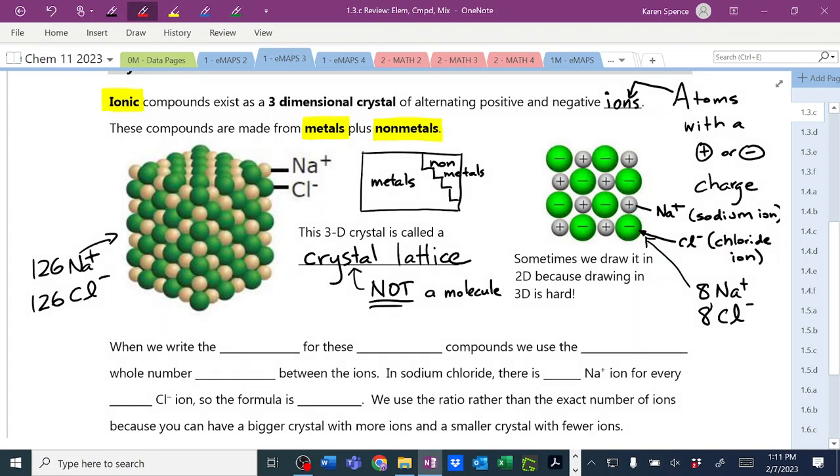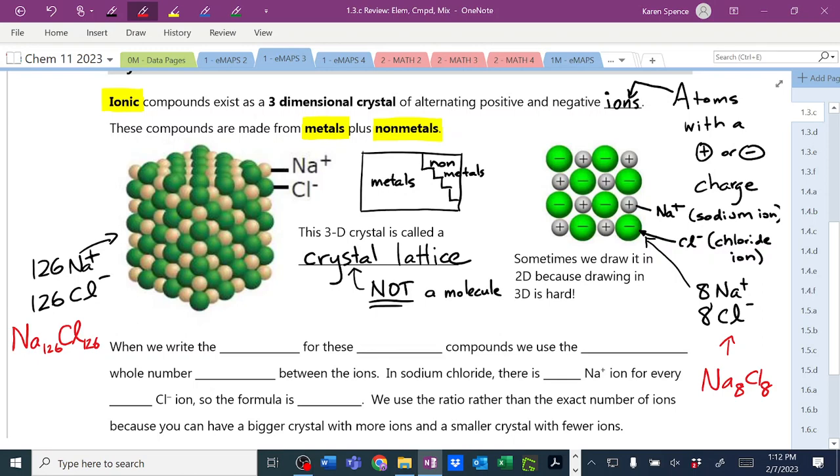Would it make sense then for this crystal to write the formula as Na126 Cl126? And then this one over here, would it make sense to write it as Na8 Cl8? And then every different salt crystal you have would have a different number of ions, and you'd have to write a different number every time. Does that make sense to do it that way? No, it would be crazy.